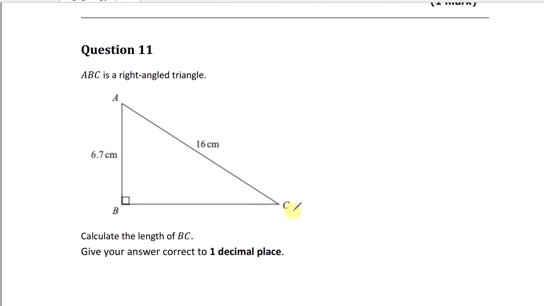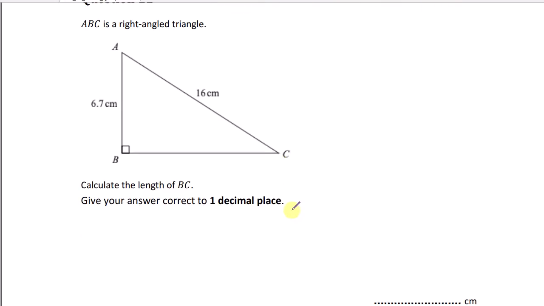Right angle triangle question. Give your answer to one decimal place. There's a question in the mark scheme whether or not we should be doing one decimal place or two decimal places. Because they stated it, I have taken the mark off at the moment. We may decide to remove that because the mark scheme says remove it.